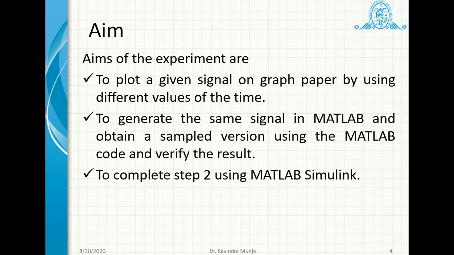Aims are to plot a given signal on a graph paper by using different values of the time. So if it is a sine wave, you are supposed to plot it on the graph paper, or step wave, or say exponential wave. So that you are supposed to plot on a graph paper. To generate the same signal in MATLAB and obtain the sampled version using the MATLAB code and verify the result, and complete step 2 using MATLAB Simulink. So these are the aims of our experiment.